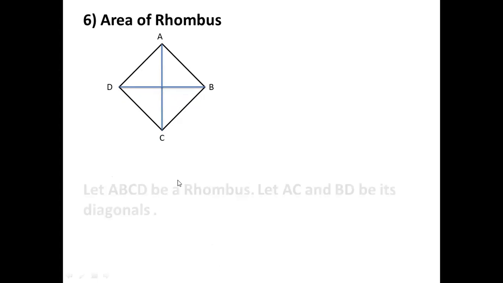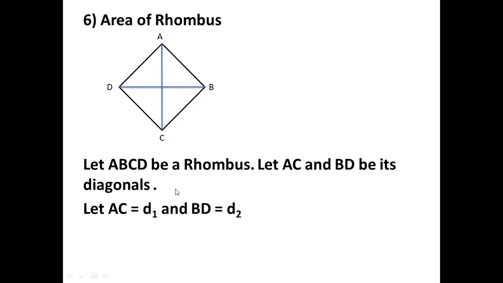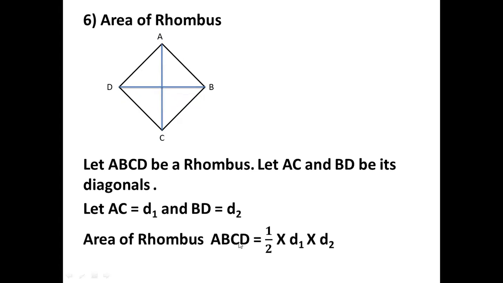Area of rhombus. Rhombus is a parallelogram having all the sides equal, okay? In a rhombus, diagonals will be given. One diagonal you take as D1, and the other diagonal you take as D2, okay? And its area will be 1/2, means half, multiplied by D1 into D2. Product of diagonal 1 and diagonal 2 divided by 2. That will be the area of the rhombus.